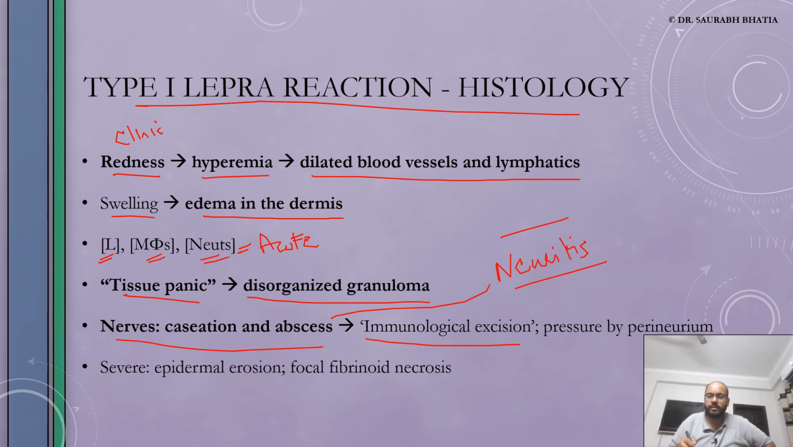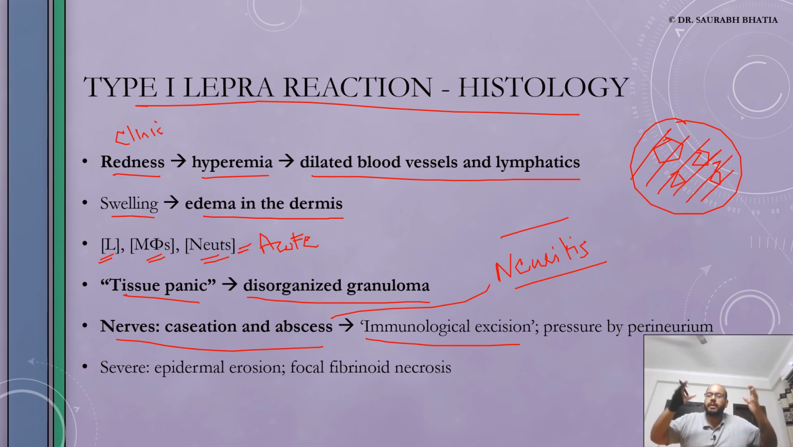So immunological excision. So what actually happens is you have perineurium and you have nerve tissue inside, and a lot of inflammation happens, and the inflammation pushes on the perineurium, but the perineurium does not give way, and because of that it contains the inflammation, and all the destruction happens in here. Everything gets destroyed here. So there is intense neural damage. You have intense neuritis in type 1 Lepra reaction, and the nerves get destroyed by caseation necrosis. It can even form an abscess.